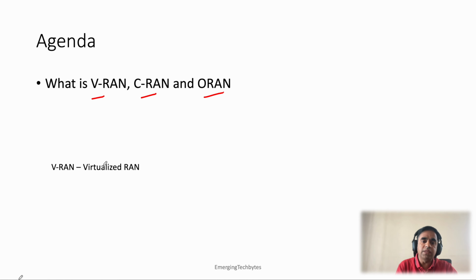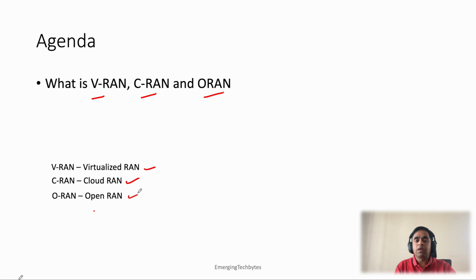What does vRAN mean? That is your virtualized RAN. Then we have CRAN, that is your cloud RAN. And finally, we have ORAN, which is open RAN. And now let's look at what these terms mean.